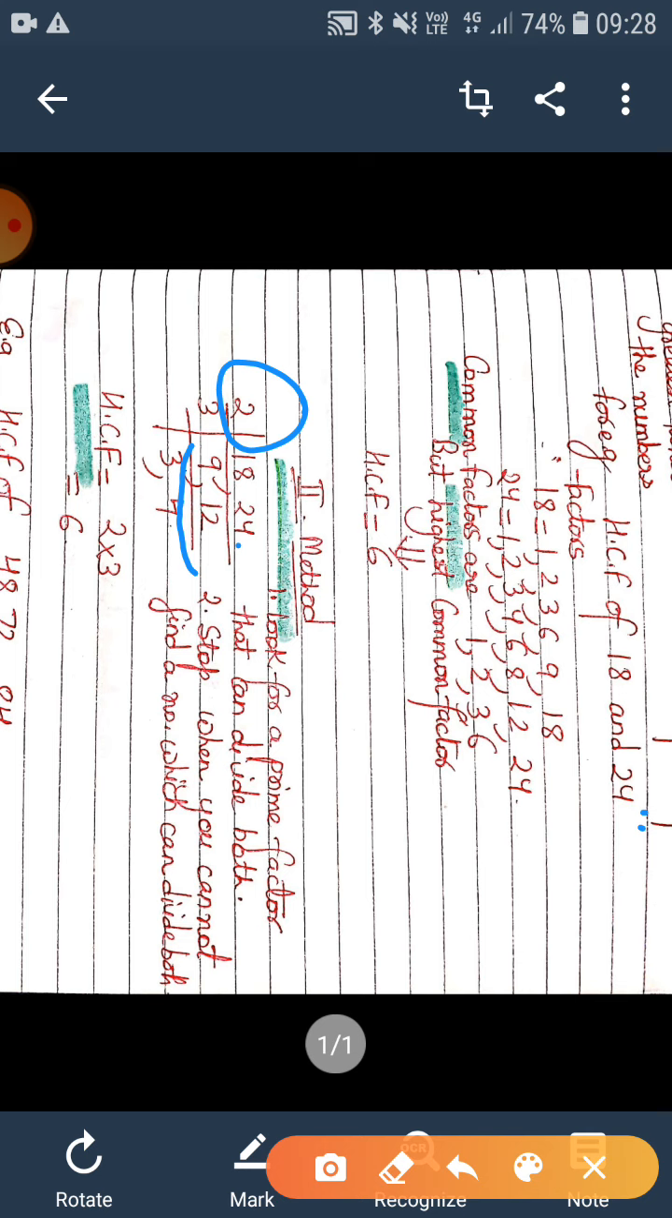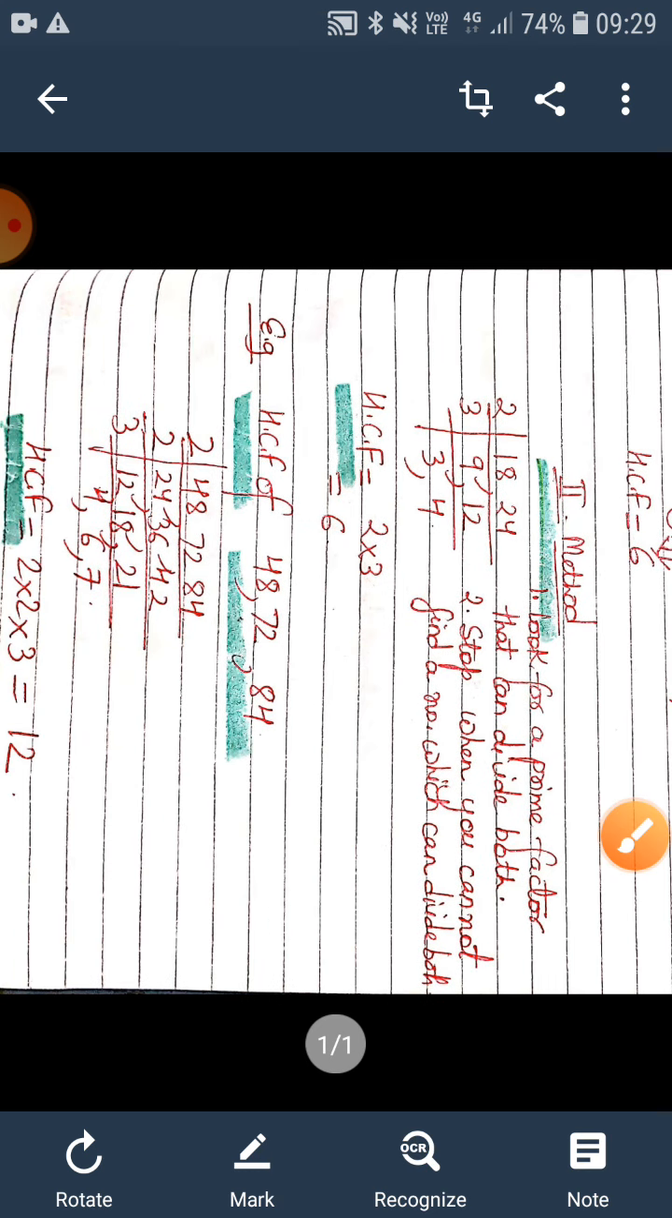Now again the next step is to look for the prime factor that can divide both. So which number can divide 9 and 12? 2 cannot, because 2 can divide 12 but cannot divide 9. So the number that can divide both of them is 3. So 3 divides 9 giving quotient 3, and it divides 12 giving quotient 4. Now can you find a number which divides both of them? No, we cannot find. So we have to stop here, and the prime factors, when multiplied together, will give us the HCF. So HCF will be 2 into 3, that is 6.